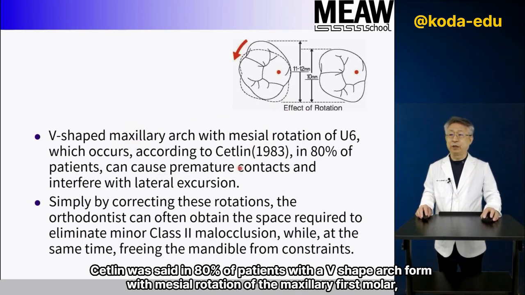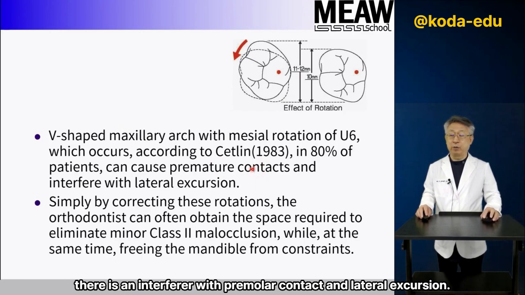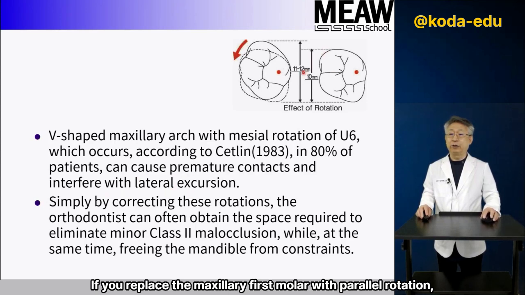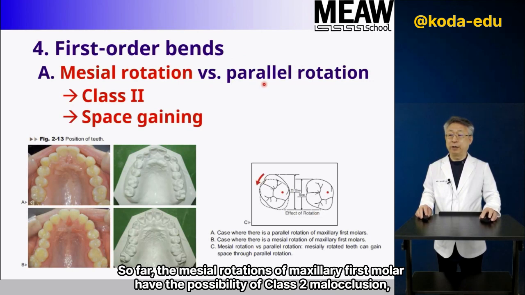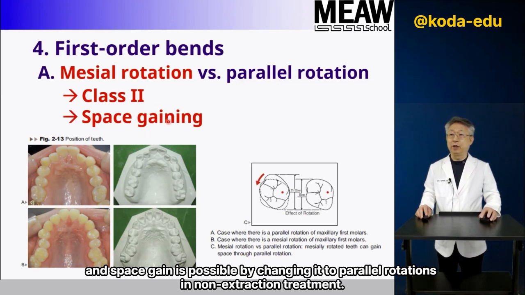Setlin said that 80% of patients with a V-shaped arch form have mesial rotation of the maxillary first molar. There is interference with premolar contact and lateral excursion. If you replace the maxillary first molar with parallel rotation, you will be able to improve class 2 malocclusion and obtain a class 1 relationship. So far, the mesial rotation of the maxillary first molar has the possibility of class 2 malocclusion, and space gain is possible by changing it to parallel rotation in non-extraction treatment.